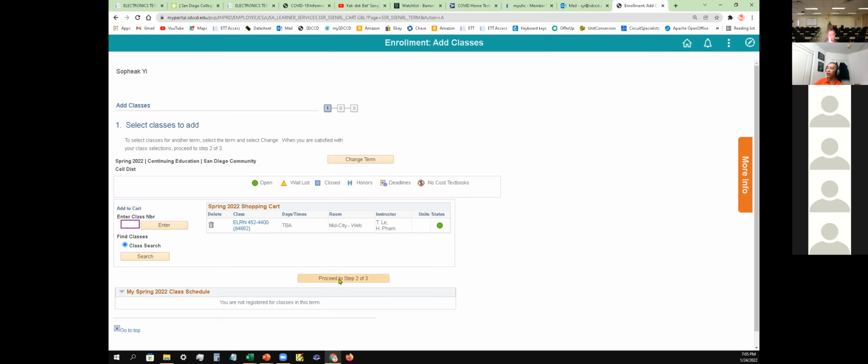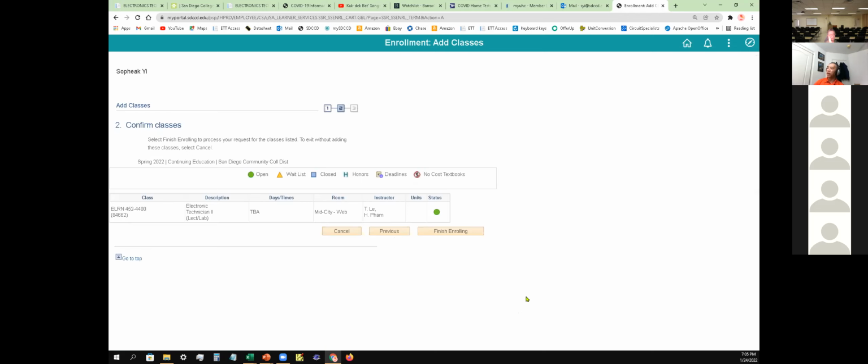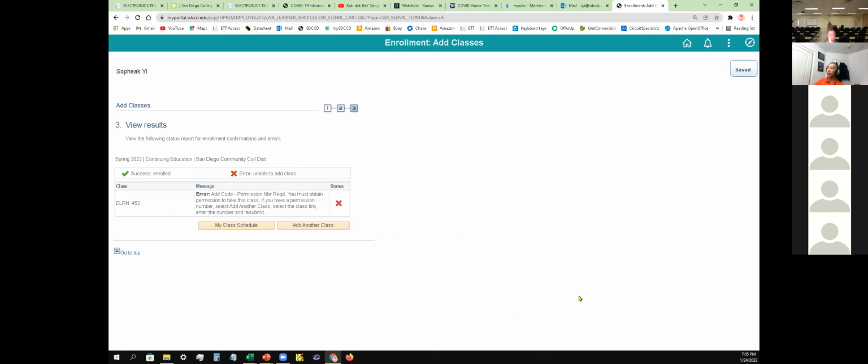So you can come in here and click, and here you click on proceed to step 2 or 3. Okay, so from here, it takes you here. Now just review this, make sure everything is correct. And then you click on finish enrolling, okay? Now, like I said, here is the end result. Right now they said mine is an error. They said permission number is required, so I got the wrong permission number. So I have to contact the instructor and get another permission number.